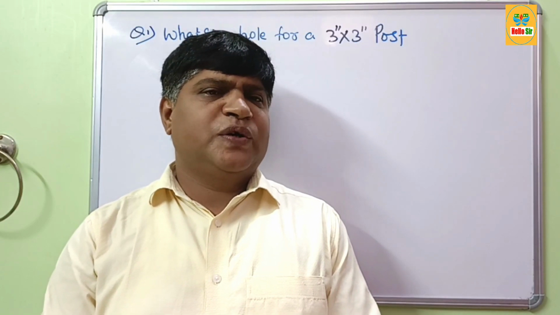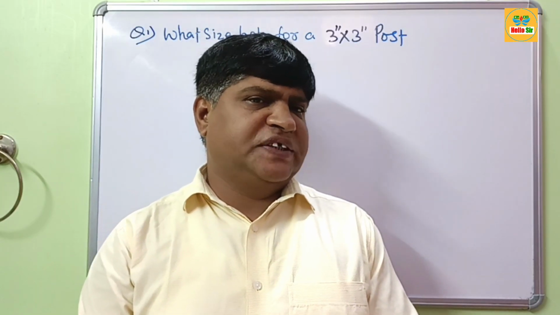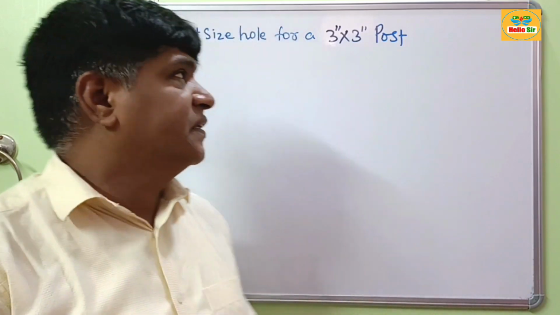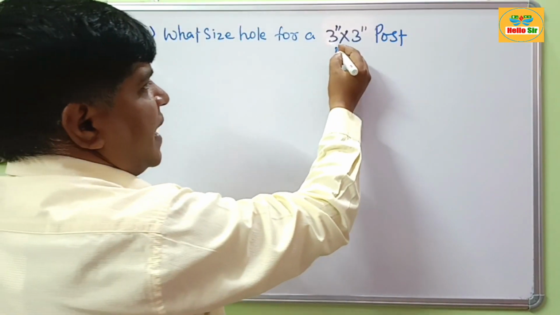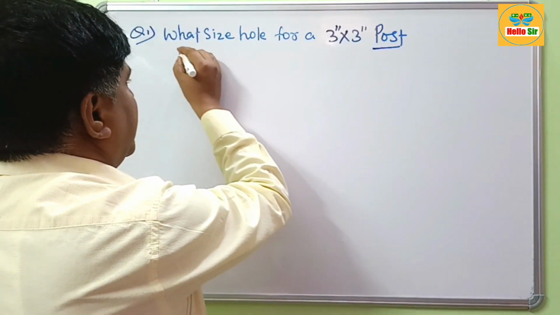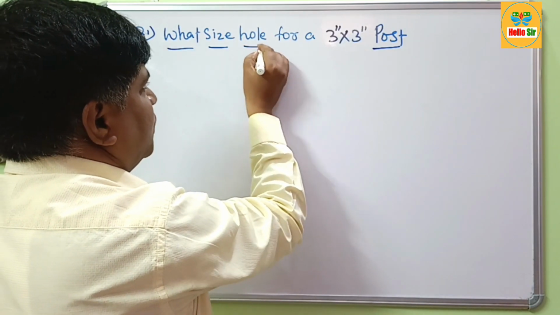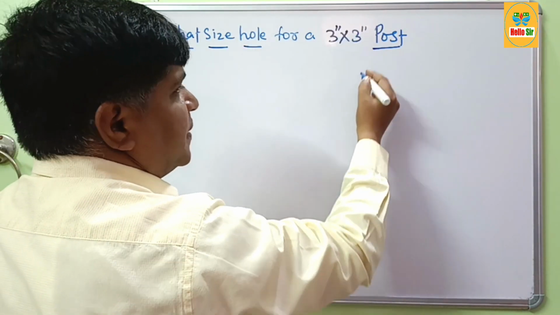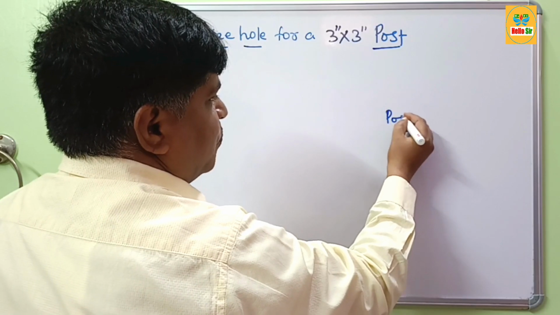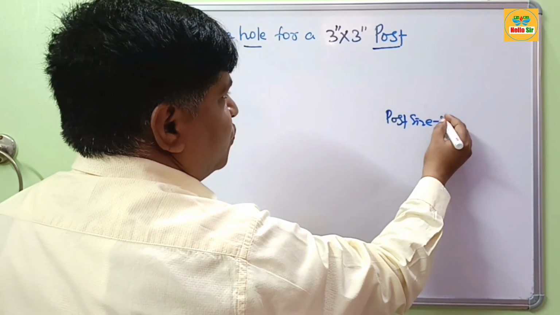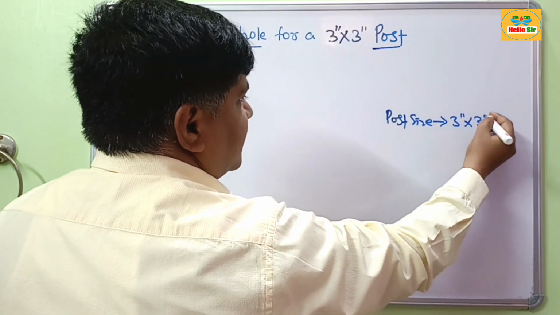Hi guys, in this video we will learn about the hole size. What should be the hole size for a 3 by 3 post? And your question, what size hole should be used for a 3 by 3 post? Here you have the post made of wood, 3 inches by 3 inches.